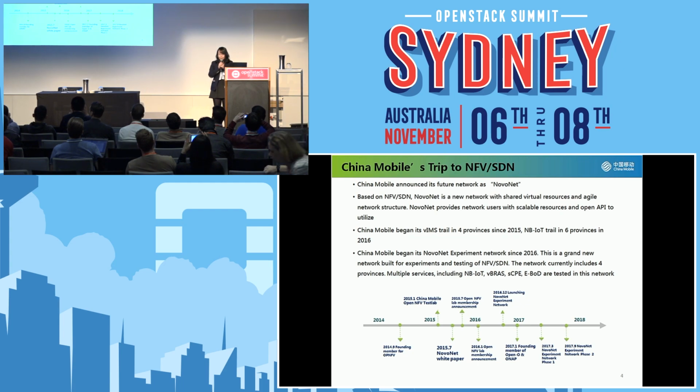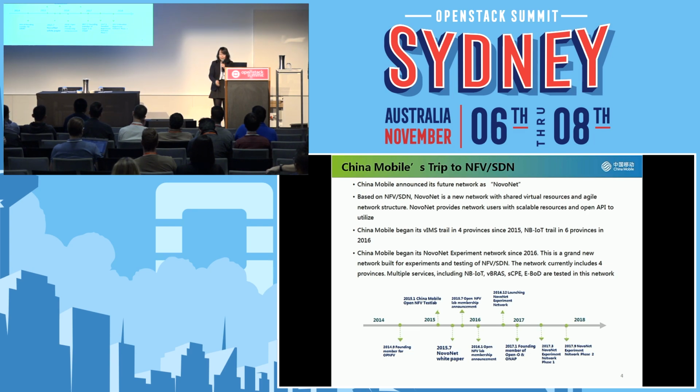We have a brand name for our future network based on NFV and SDN. We call it Novonet. We announced this brand name back in 2015. Based on NFV and SDN, we hope that it could be a completely new network with virtual resources and agile network structure. We hope that it could provide network users with scalable resources and open APIs to utilize.